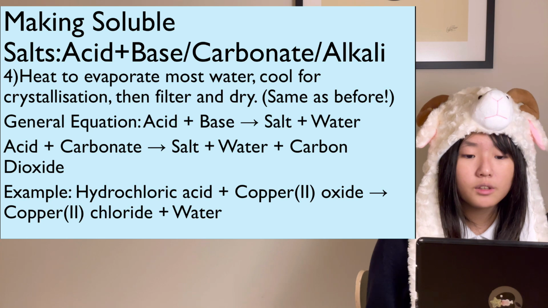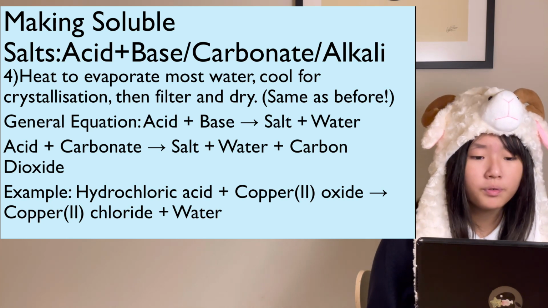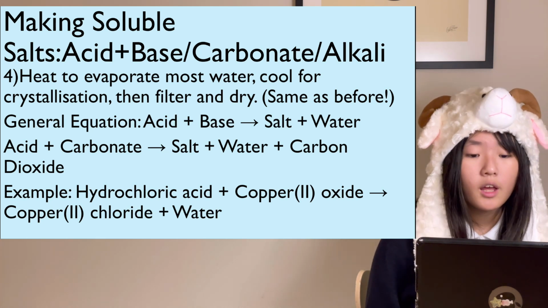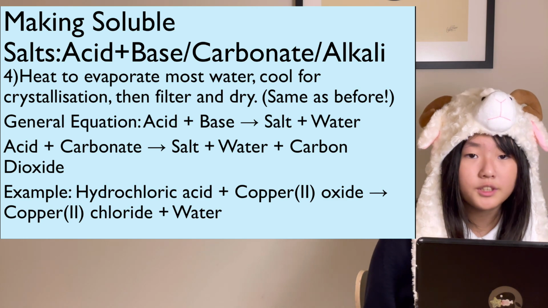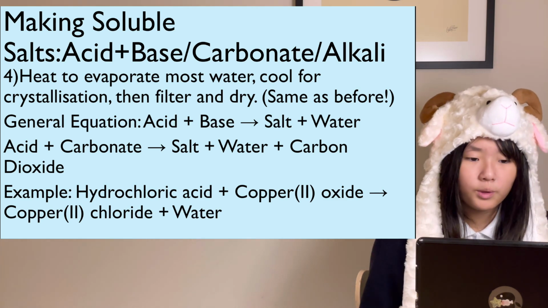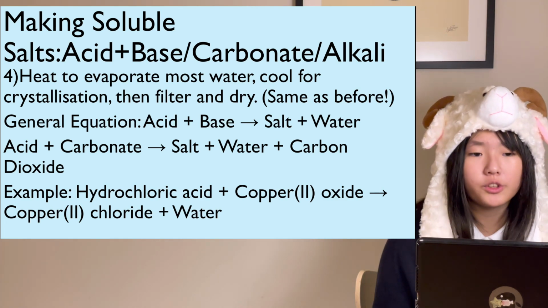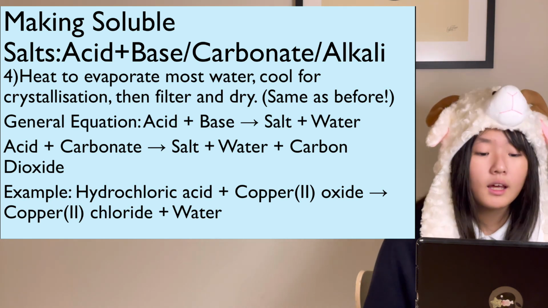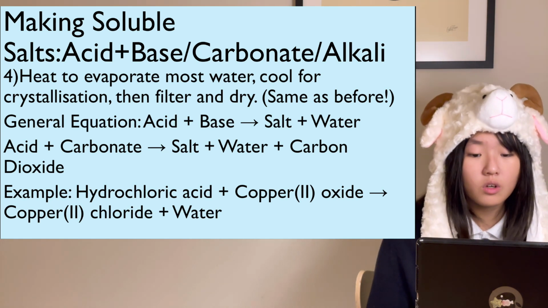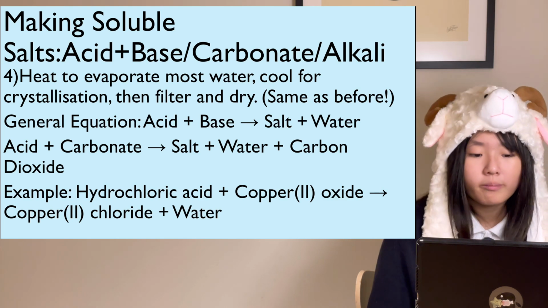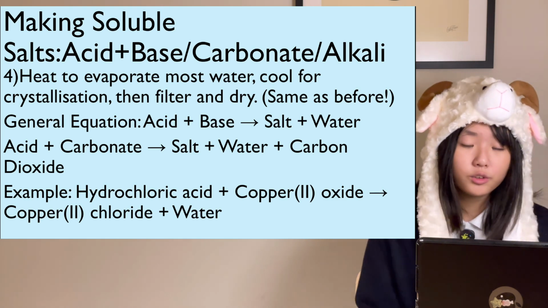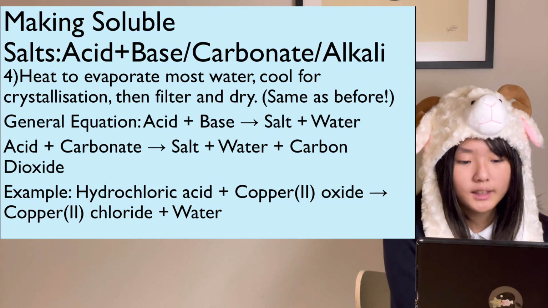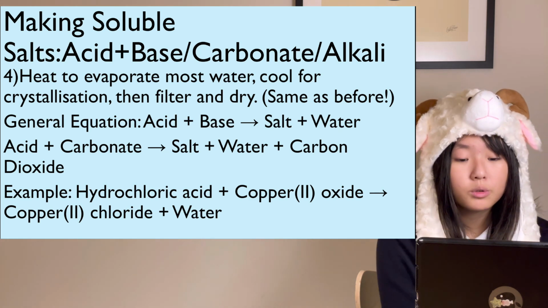Then heat to evaporate most of the water. Cool for crystallization to occur. Then filter it and dry the crystals. Just the same as before. The general equations are acid plus base becomes salt plus water, and acid plus carbonate becomes salt plus water plus carbon dioxide. An example is hydrochloric acid plus copper 2 oxide becomes copper 2 chloride plus water.